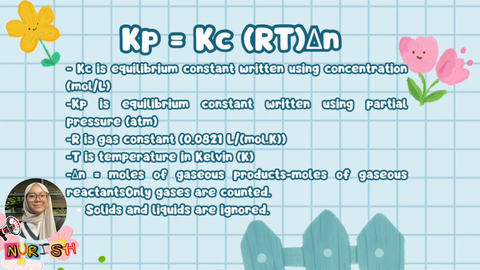Next, Kc is the equilibrium constant written using concentration in moles per liter. And then Kp stands for partial pressure. R is the gas constant, which is 0.0821 liter atm per mole K. T is temperature in Kelvin. And this one is called the change in the number of moles of gas during a reaction. That also means moles of gas products and moles of gas reactants only. Gases are counted. Solids and liquids are ignored. So we really don't look at solids and liquids.